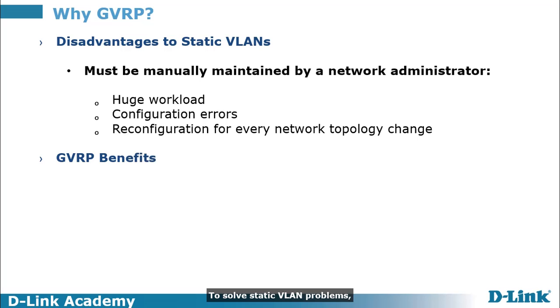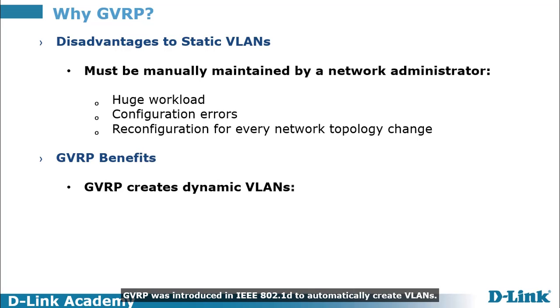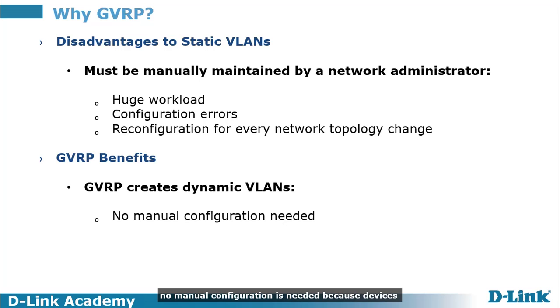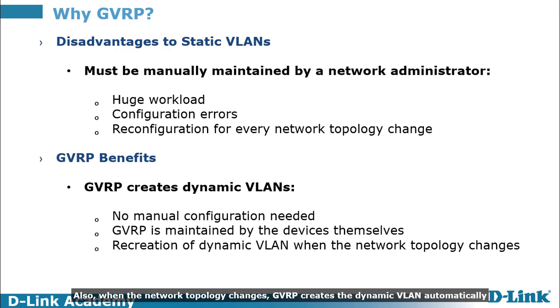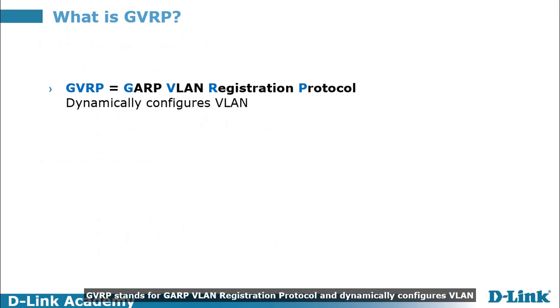To solve static VLAN problems, GVRP was introduced in IEEE 802.1d to automatically create VLANs. So, when GVRP is configured on the network, no manual configuration is needed because devices make use of the GVRP protocol to dynamically maintain the VLANs. Also, when the network topology changes, GVRP creates the dynamic VLAN automatically.